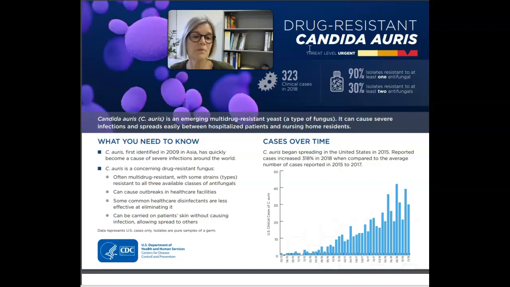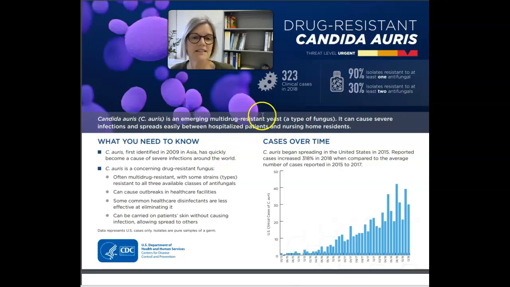In fact, there's 3 main groups of drugs that are used to treat yeast infections, and this one is showing resistance to all 3 groups. Here it says 90% of the isolates are resistant to at least one of the antifungal drugs used to treat it, and 30% are resistant to at least 2. So we're at the point that some of these strains of this fungus are very close to being untreatable.